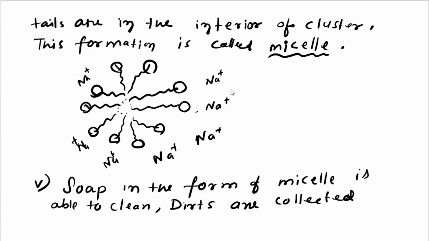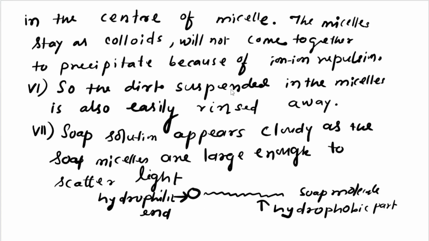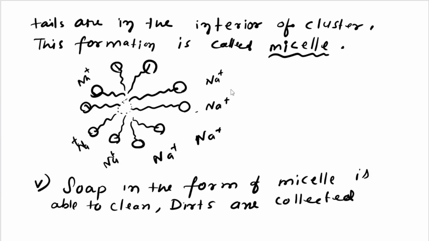Soap in the form of micelle is able to clean. Dirt particles are collected in the center of the micelle. The soap micelle is very important. The micelles stay as colloids and will not come together to precipitate because of ion repulsion. See in the diagram, everywhere this Na plus, this Na plus, there is repulsion. Here also repulsion, where there is the ionic part, there is repulsion.